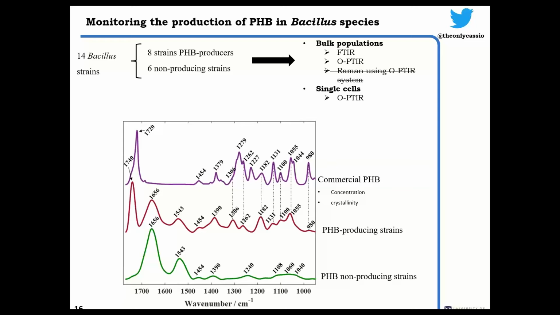And here we have the infrared signatures from a strain that produces PHB. So the additional peaks that we see are associated with PHB. Here are the infrared signatures from commercial PHB. They don't match 100% because when you extract the PHB from the bacteria, you change the crystallinity and the concentration. So that's why they don't match 100%.